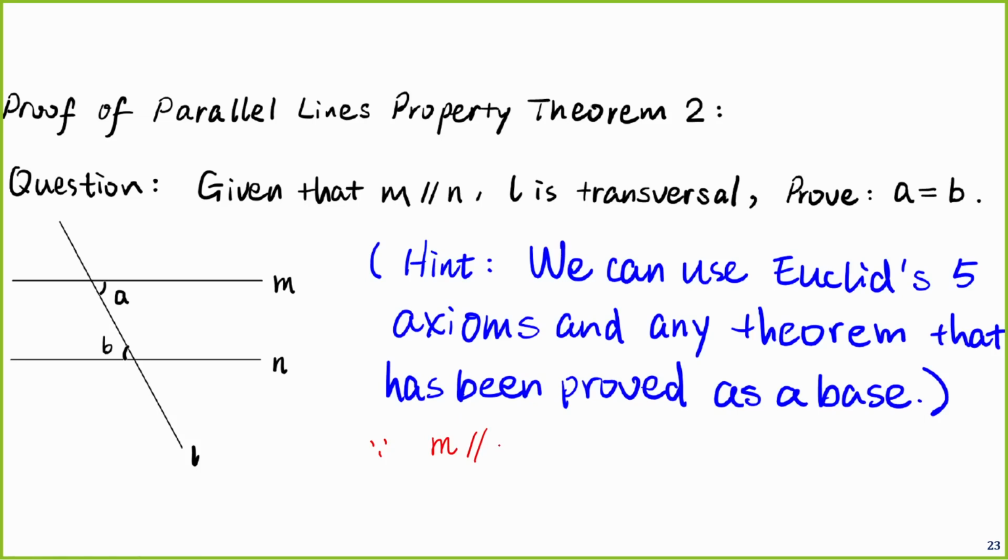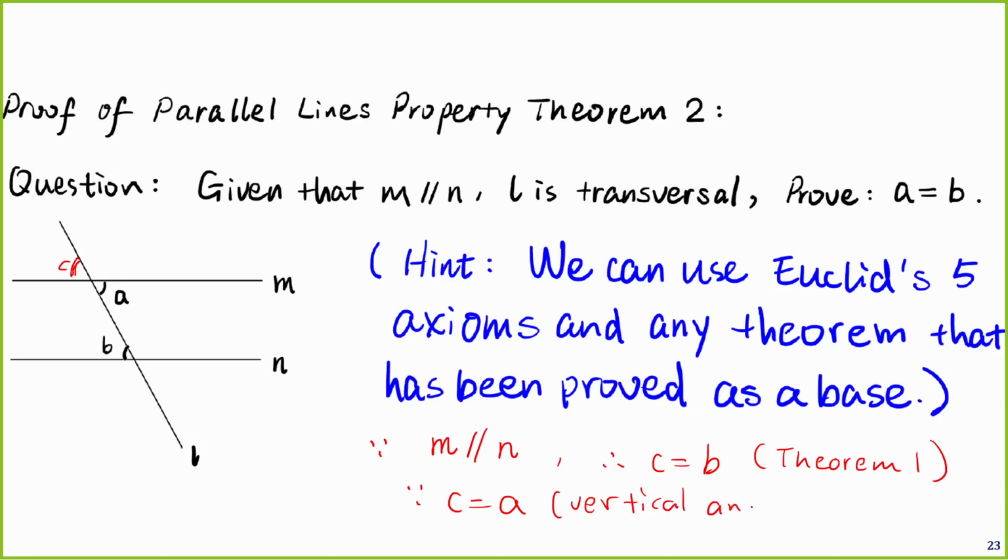Yeah, you can continue. Because M is parallel to N, and let's call this angle C, C equals B. Yeah, according to theorem 1, which states that corresponding angles are equal. And C equals A, because we have vertical angles, right? Vertical angles are also equal, we have already proved that. Therefore, we know A equals B, right? So the second theorem has also been proved.